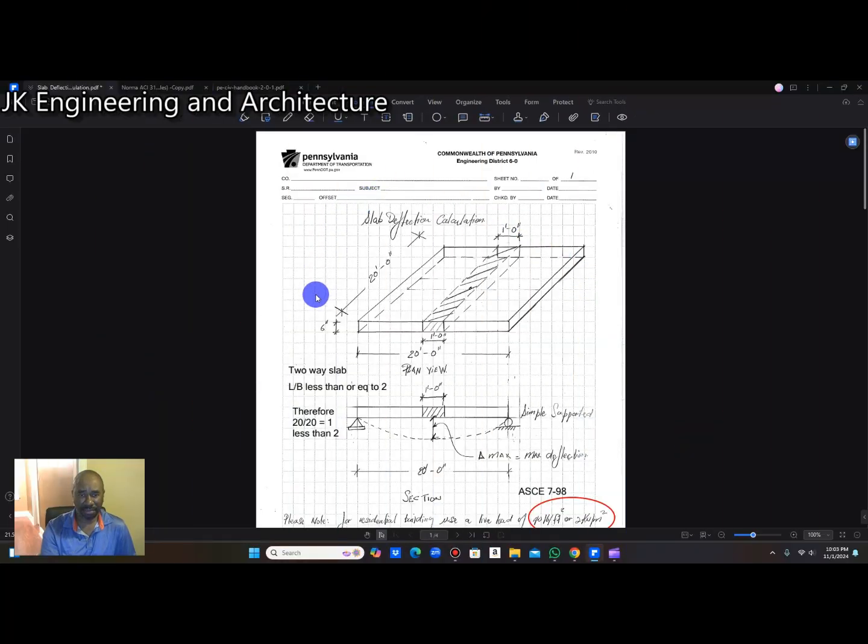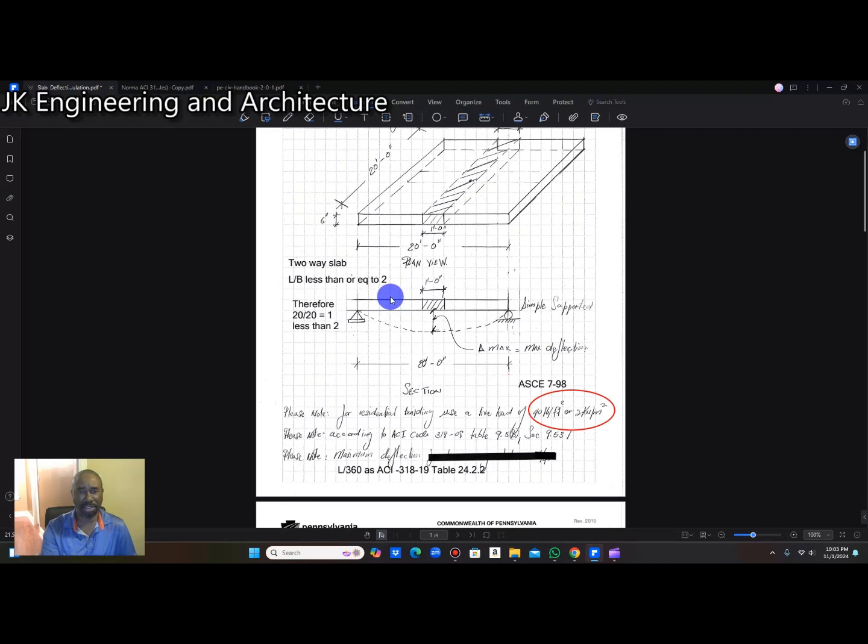All right. So here we have it, viewers and subscribers. The reinforced concrete slab is 20 feet in the X direction and 20 feet in the Y direction, and it has a thickness of 6 inches.